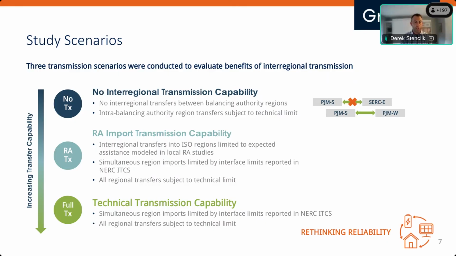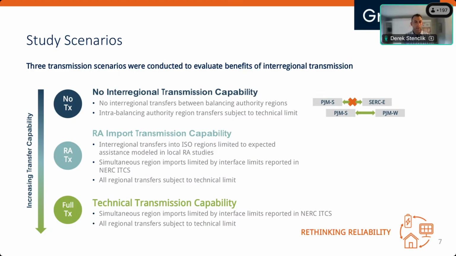So in that case, we are assuming each system is, quote unquote, an electrical island, so no market assistance. The third case, I'll jump to the third case, which is our technical transmission capability. This is we're allowing transfers between the regions up to their technical capability, up to the transfer capability between the regions. And that was based on the NERC interregional transfer capability study that dropped at the end of last year. So that's kind of our technical limit.